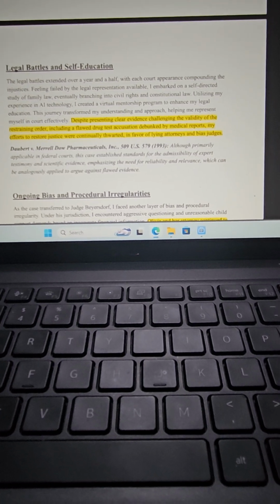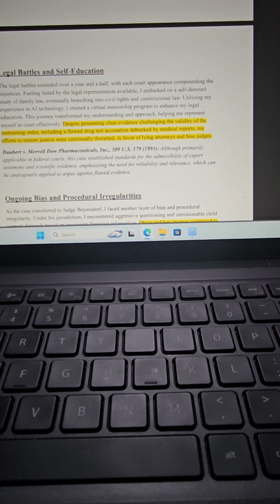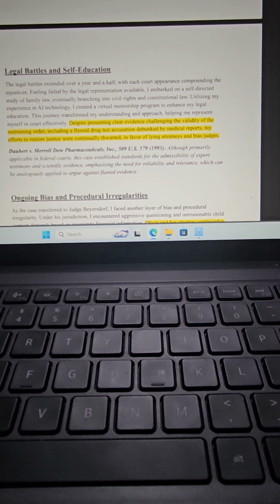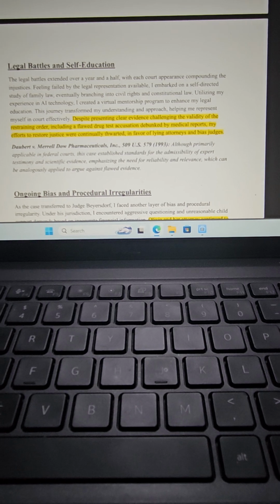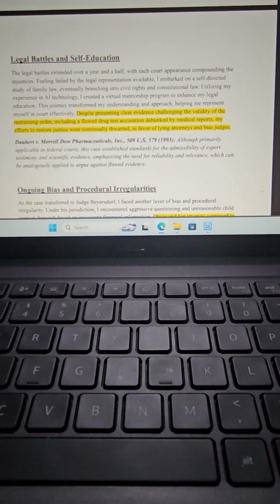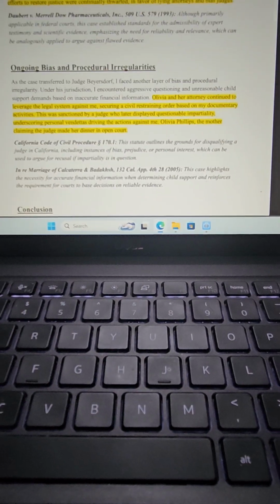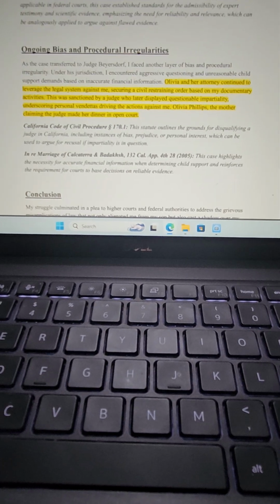Here's the case law. Daubert v. Merrell Dow Pharmaceuticals. Although primarily applicable to federal courts, this case establishes standards for the admissibility of expert testimony, scientific evidence, emphasizing the need for reliability and relevance, which can be analogously applied to argue against flawed evidence. Ongoing bias and procedural irregularities.